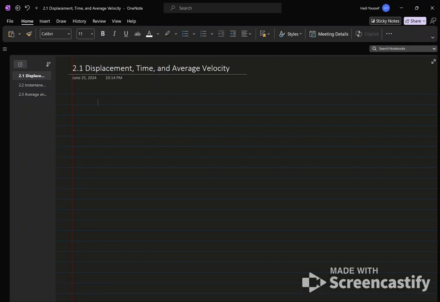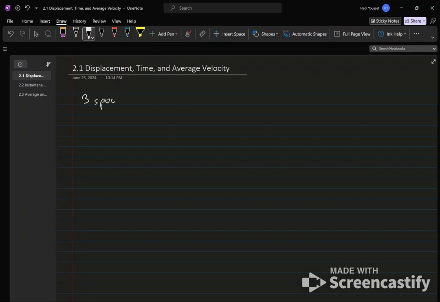Alright guys, so to start off light, it should be a lot of high school review. If you want it, I'll be doing 2.1, where our main goal is to define displacement, time, and average velocity. First things first, we have to know that we have three space dimensions and one time dimension.